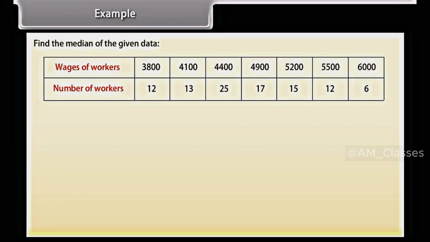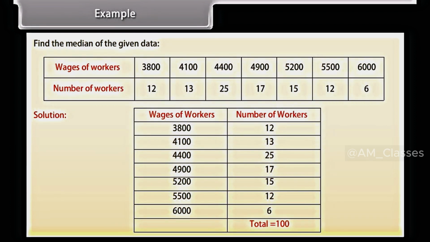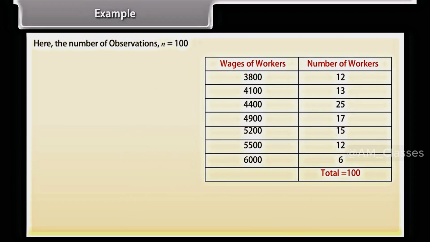Find the median of the given data. Solution. Firstly, we will write the wages of workers and the number of workers. The total number of workers is 100. Here the number of observations, n, is equal to 100.